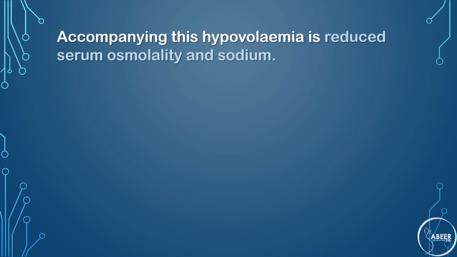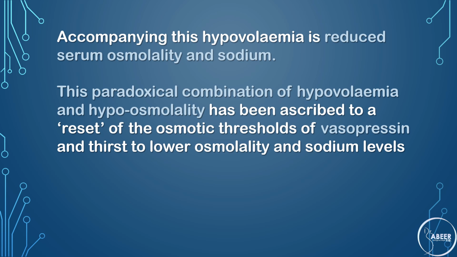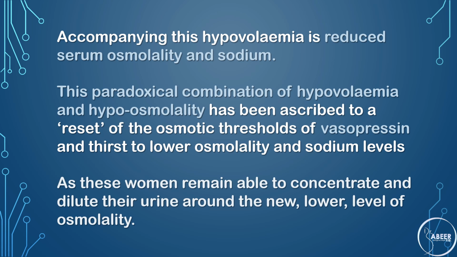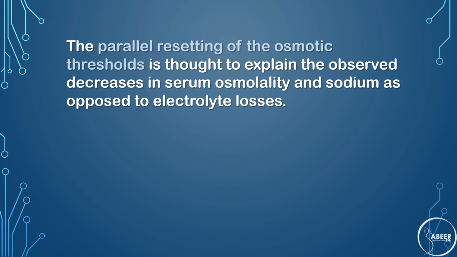Accompanying this hypovolemia is reduced serum osmolality and sodium. This paradoxical combination of hypovolemia and hypoosmolality has been ascribed to a reset of the osmotic thresholds of vasopressin and thus to lower osmolality and sodium levels, as these women remain able to concentrate and dilute their urine around the new, lower level of osmolality. The parallel resetting of the osmotic thresholds is thought to explain the observed decreases in serum osmolality and sodium as opposed to electrolyte losses.